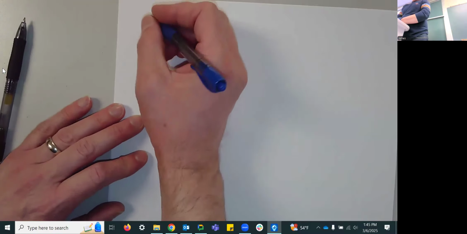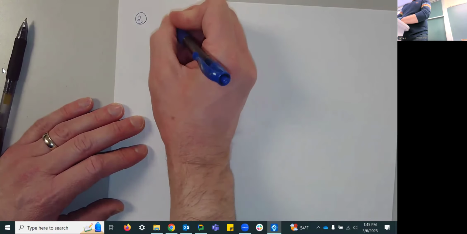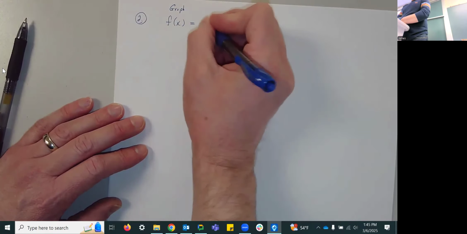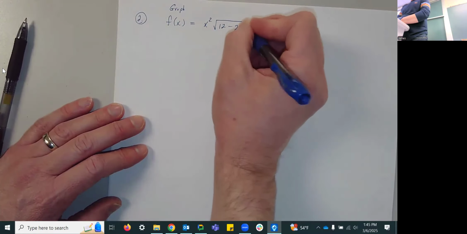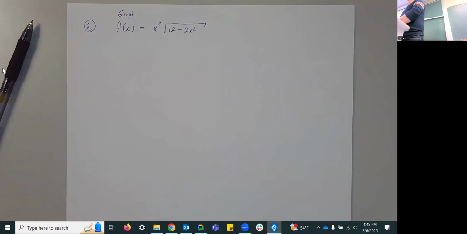All right, let's do this next example, which is going to be a little bit different. I mean, they're all going to be different, but so let's say our function that we're going to graph is going to be f of x equal to x squared times the square root of 12 minus 2x squared. And unlike the previous problem where it was relatively obvious that the only domain issue was that x couldn't equal 2, and we got a vertical asymptote there.